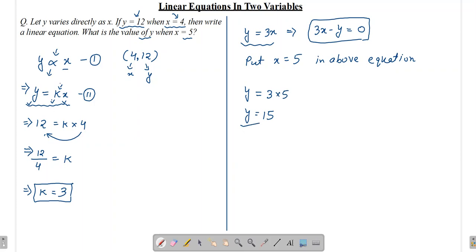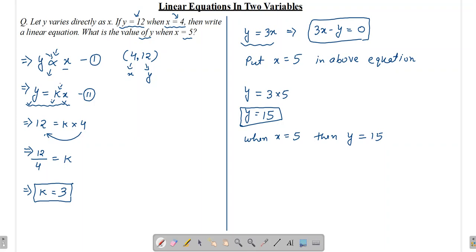So we have obtained the value of y as 15 when x is equal to 5. Quite a simple question. Just one thing which has to be kept in mind is how to frame the equation using the proportion which was given in the question. So I hope this must be clear to you all. You all can take a note of it also. And then we'll move on to the next question now.